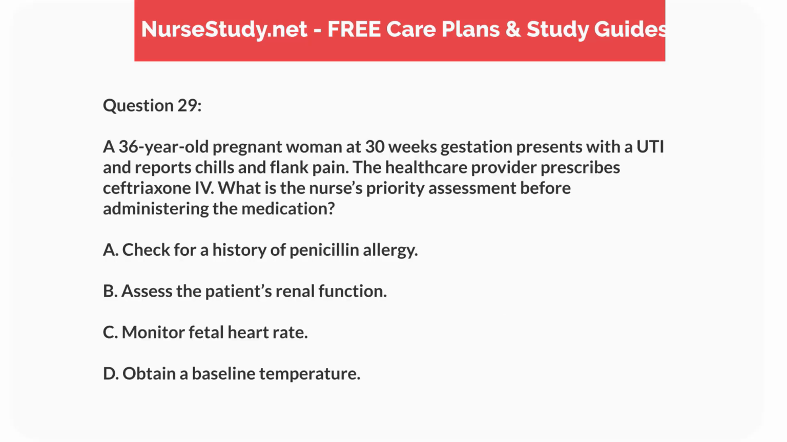Question 29. A 36-year-old pregnant woman at 30 weeks gestation presents with a UTI and reports chills and flank pain. The healthcare provider prescribes ceftriaxone IV. What is the nurse's priority assessment before administering the medication? A. Check for a history of penicillin allergy. B. Assess the patient's renal function. C. Monitor fetal heart rate. D. Obtain a baseline temperature.